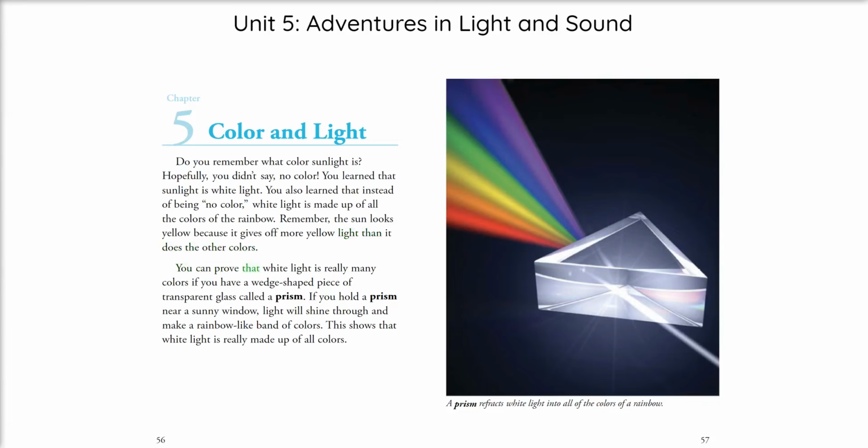You can prove that white light is really many colors if you have a wedge-shaped piece of transparent glass called a prism. If you hold the prism near a sunny window, light will shine through and make a rainbow-like band of colors. This shows that white light is really made up of all colors.